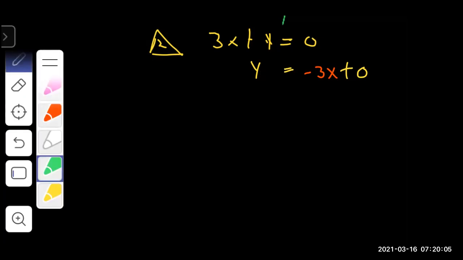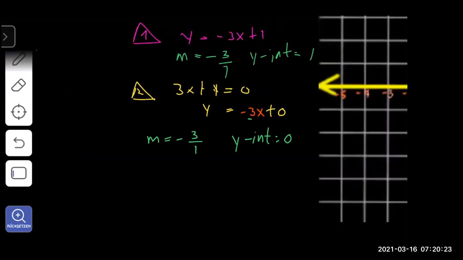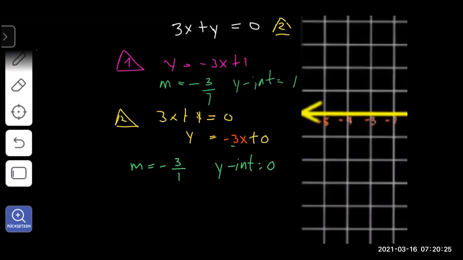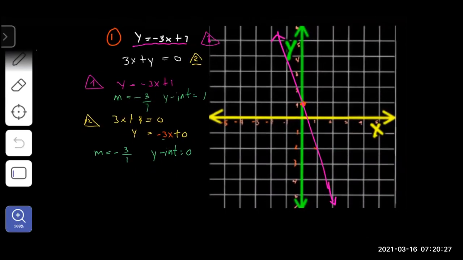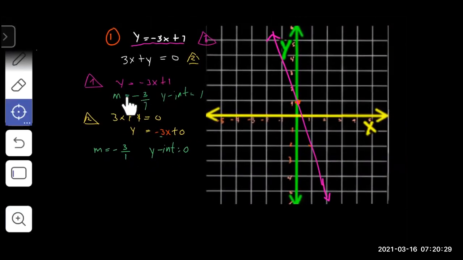And then let's identify the information again: a slope and a y-intercept. What is the slope? In this case, I got this number, which is negative 3. Again, guys, you need a fraction, negative 3 over 1, and the y-intercept 0. Okay, guys, I'm not going to graph. I only want you to have a look at this and tell me something.